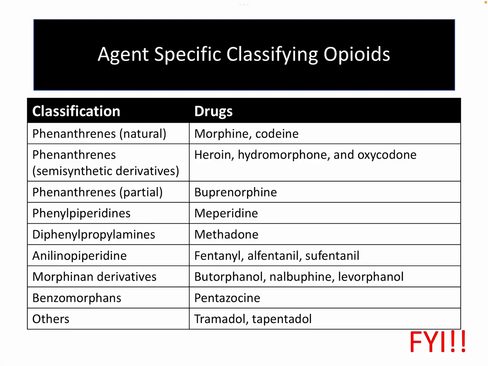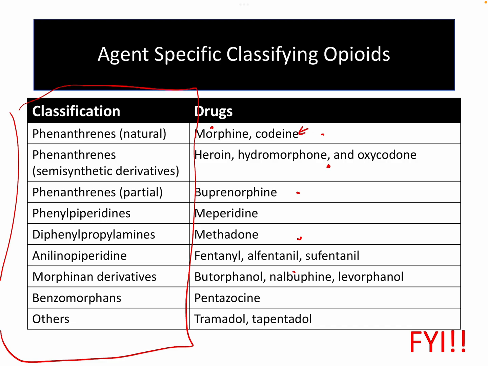Okay, guys, now let's talk about specifically classifying opioids. I do not expect you to know these names. Honestly, gun to my head, I probably couldn't tell you what the names of these are. But knowing which classifications these drugs fall into really helps us figure out some of the agent-specific factors. So, for example, morphine and codeine. Codeine is a prodrug of morphine. So giving somebody codeine, they metabolize it through 2D6 and it becomes morphine.